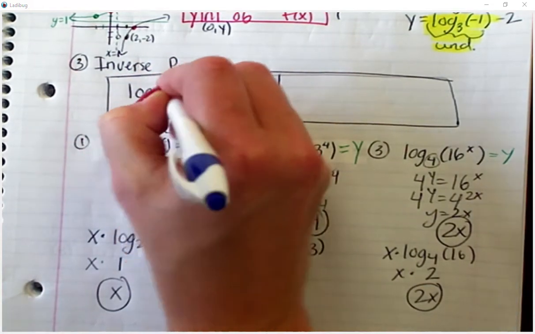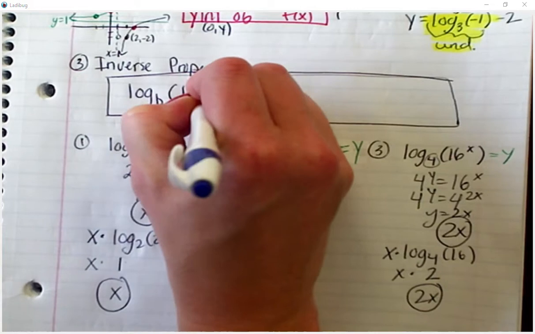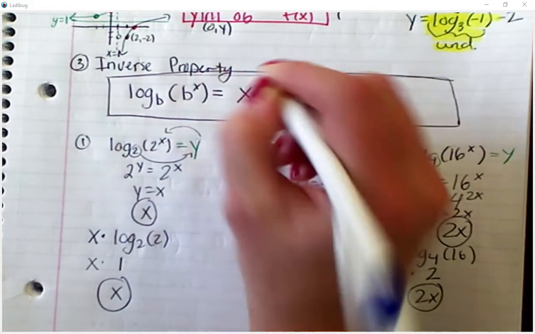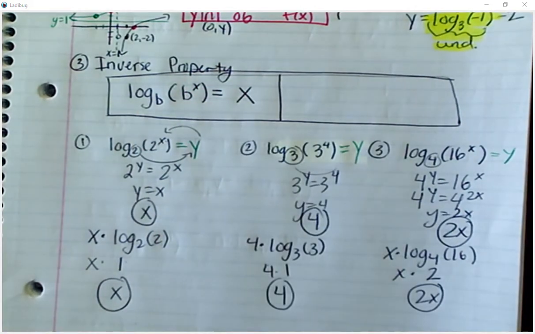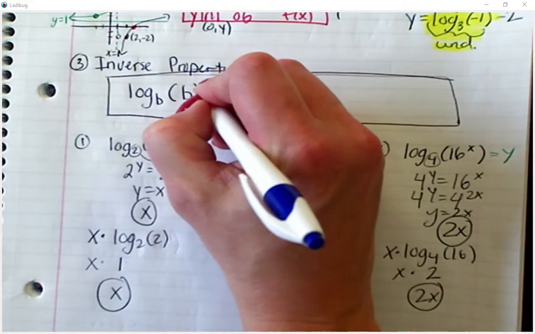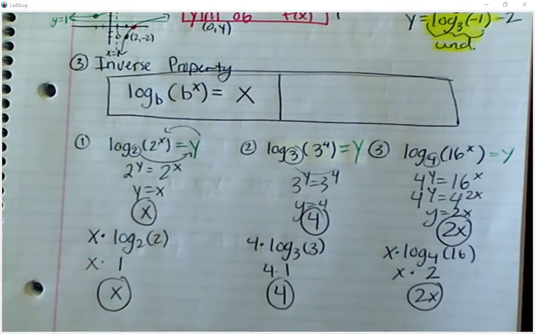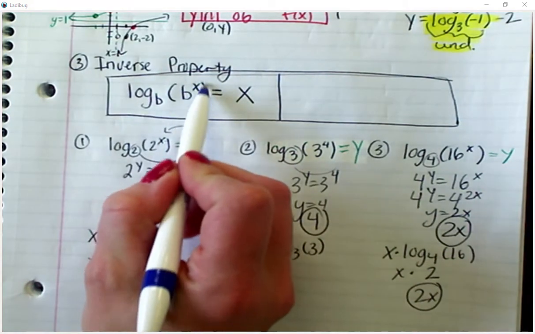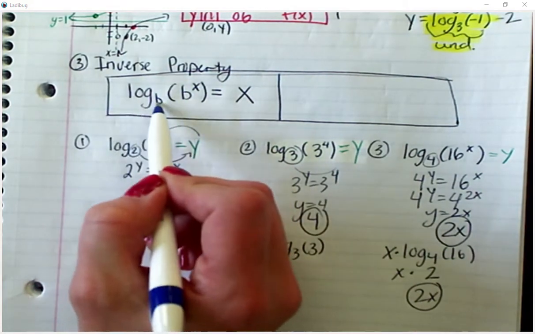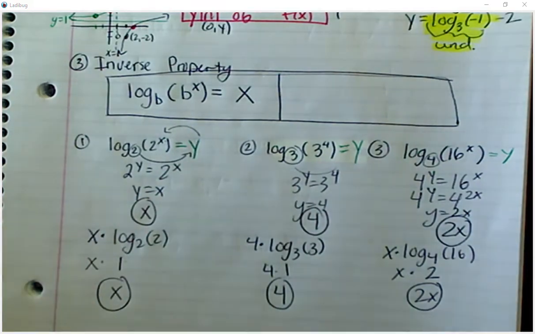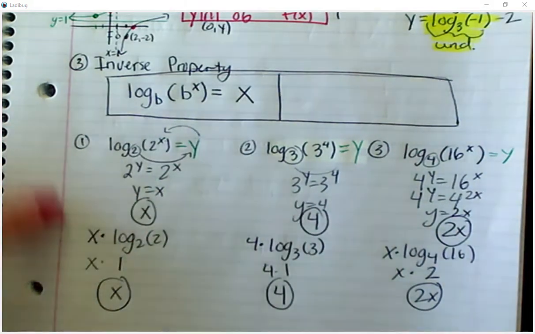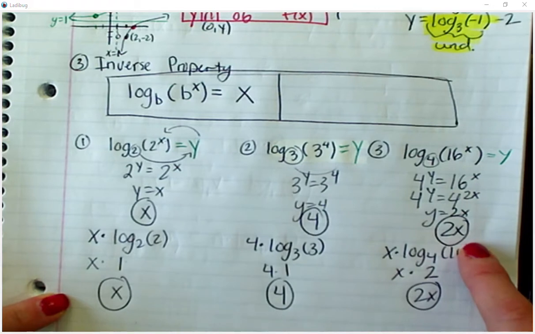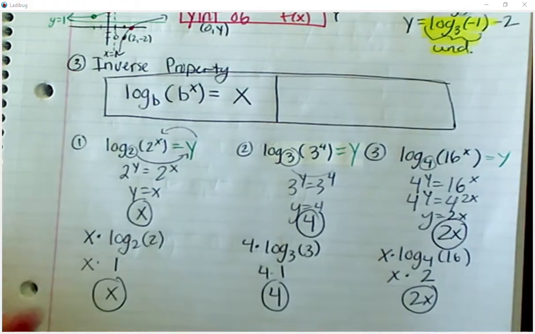Log base b of b to the x equals x. I'm composing a log and an exponential. You always get the exponent. Look at that, right? The exponent comes in front. Log base b of b is x. Right? Maybe I do a little bit of work over here. It's called an inverse property.